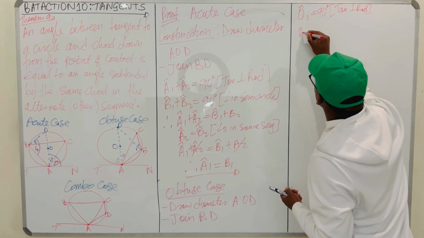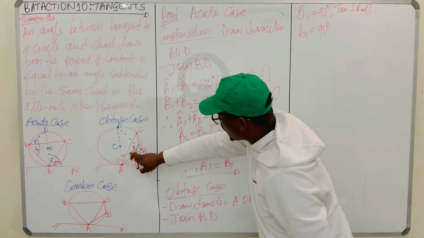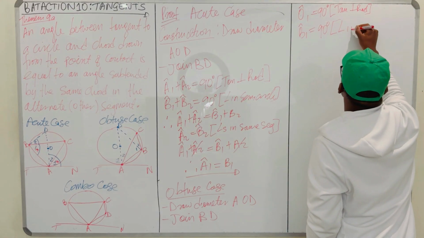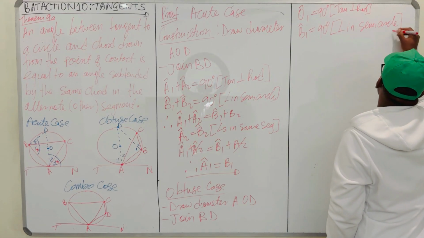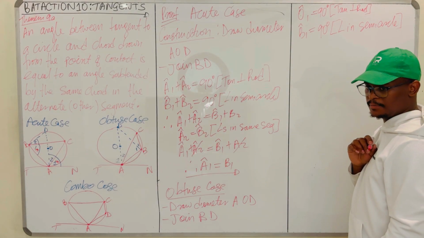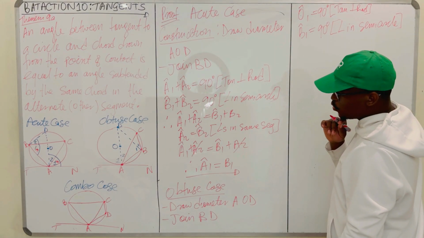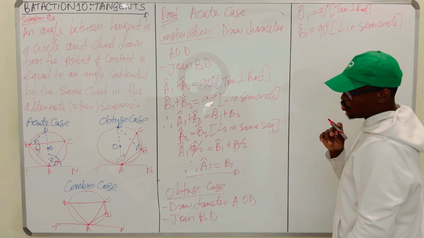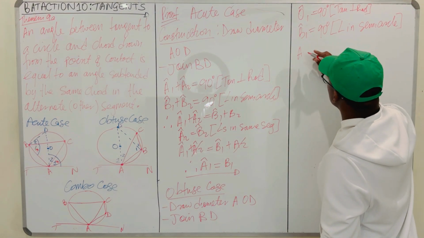So your B1 is equal to 90 degrees because only B1 is subtended by the diameter. What are you going to say? Angle in a semicircle. Are you following me? Fine. Let's leave that, and look at the angles that we haven't talked about. Look at A1 and A2.